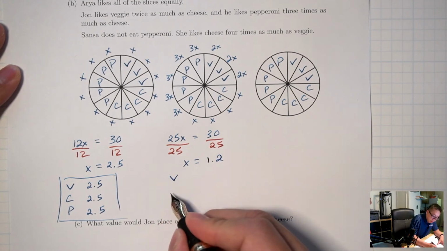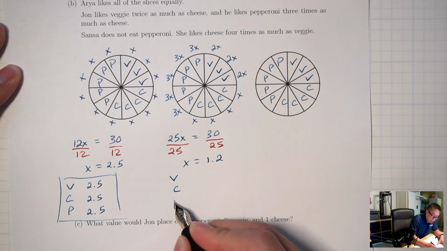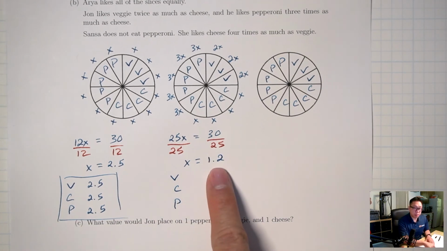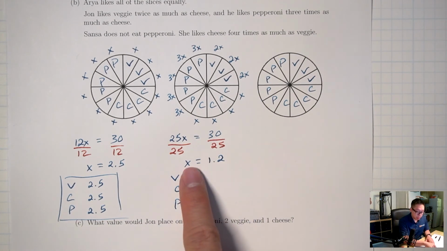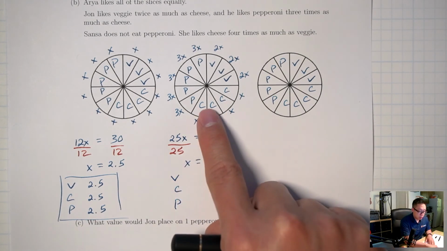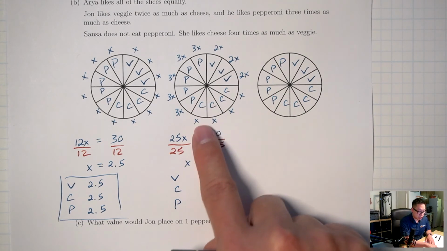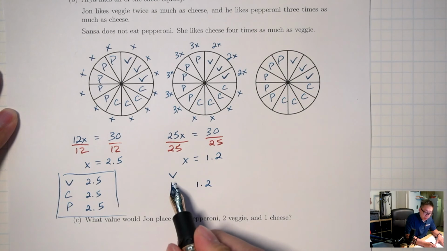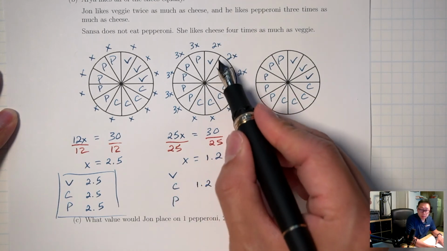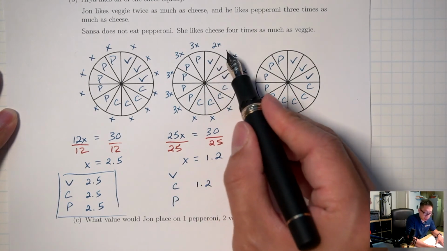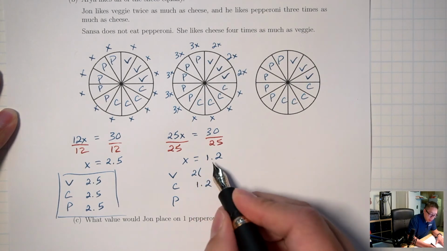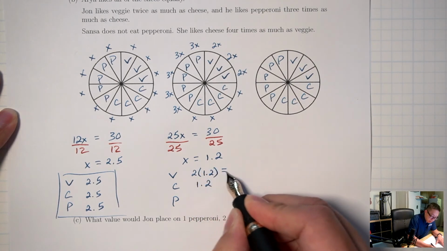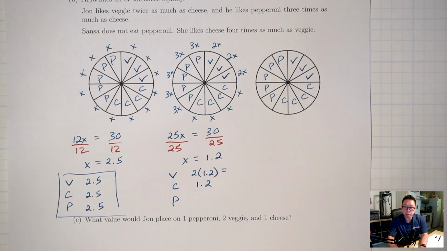Okay, we have veggie, we have cheese, we have pepperoni. Now, 1.2 is the value of which slice? So 1.2 is x. Which slices did we label with regular x? Cheese, right? So cheese is regular x, so the cheeses are worth 1.2. Veggie was 2x, so the veggies are 2 times x, so 2 times 1.2. 2 times 1.2 is 2.4.